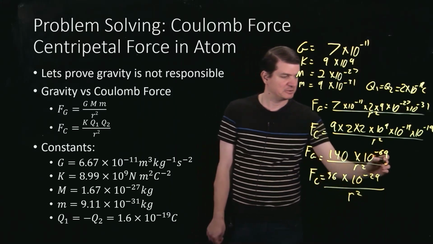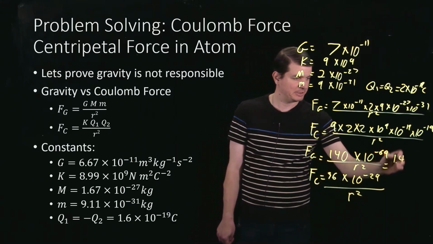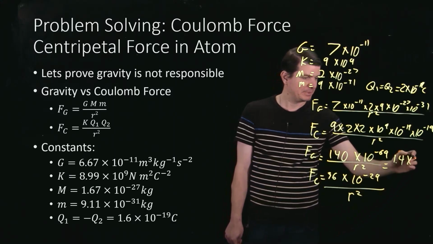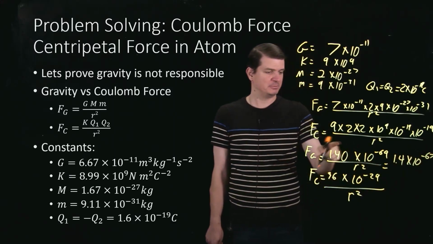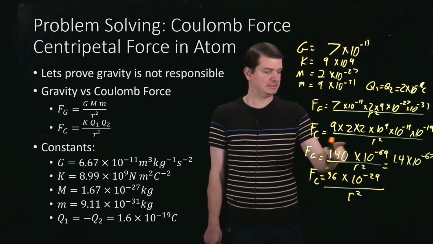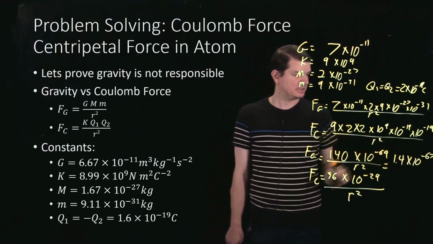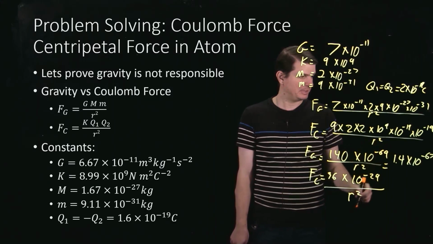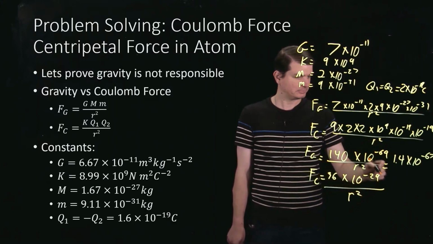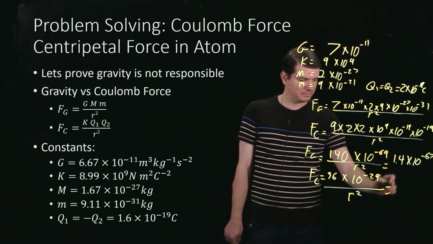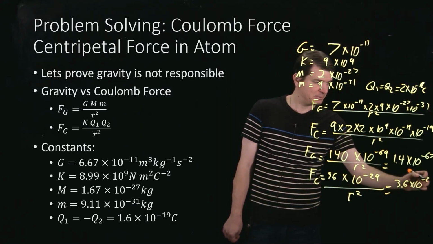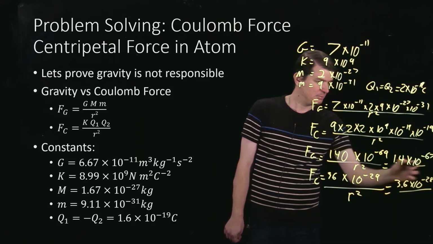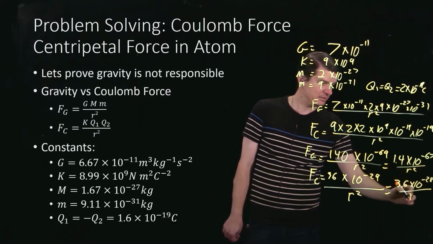Then if we want to, we can pretty this up a little bit. So that's 1.4 times 10 to the minus 67, just bringing in the 2 powers of 10 that are hidden inside 140 and cancelling out some of our powers. And we can do the same sort of thing for the Coulomb force. That's 3.6 times 10 to the negative 28. And both of those, again, are on r squared.